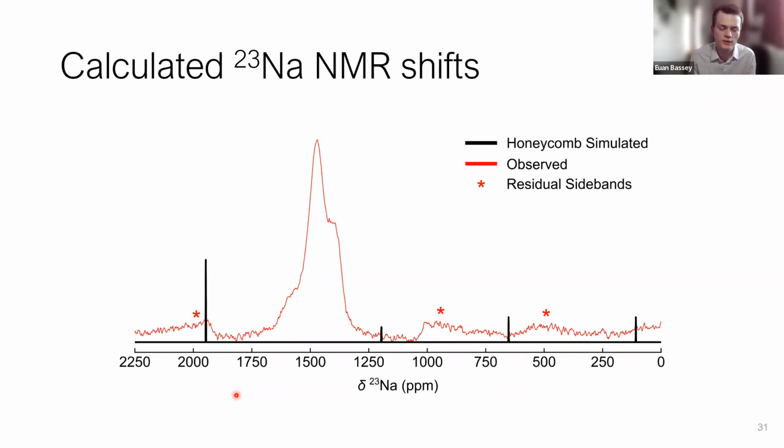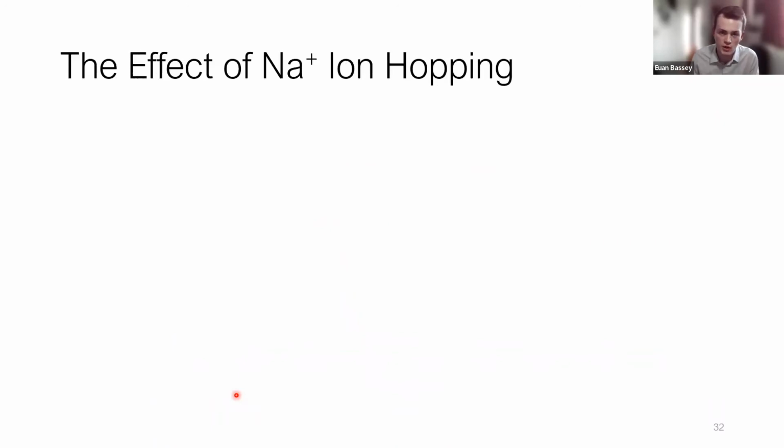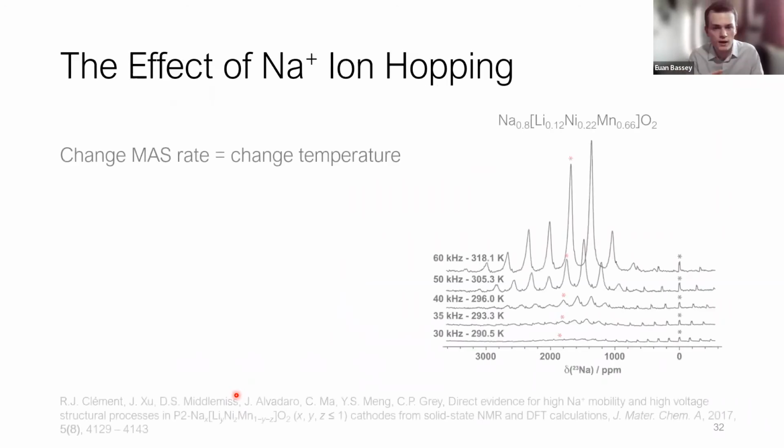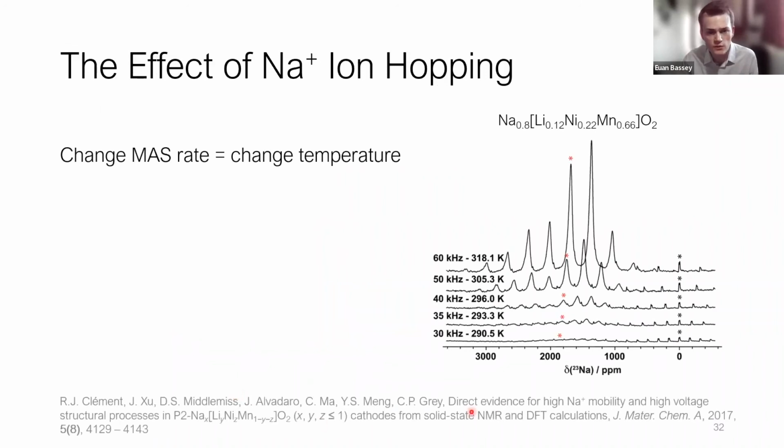So you may be wondering how on earth this arises and why this happens. And actually you may have already guessed why it might happen based on the title of my talk. It's because of sodium-ion hopping on the NMR timescale. Sodium-ion hopping has actually been seen many times before. Some people comment on it, some people don't, but one of the very first studies to actually look at it was from Raphael, a former PhD student of Clare's, where she looked at this sodium-ion cathode material.